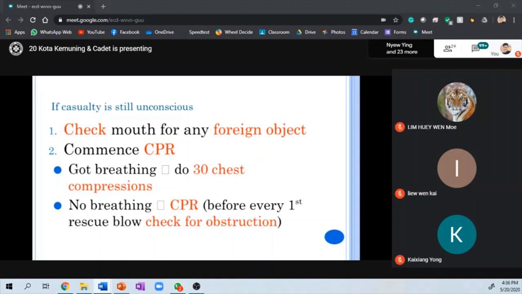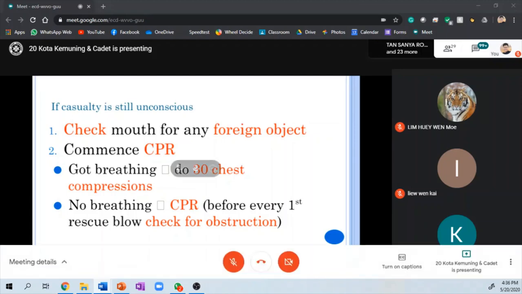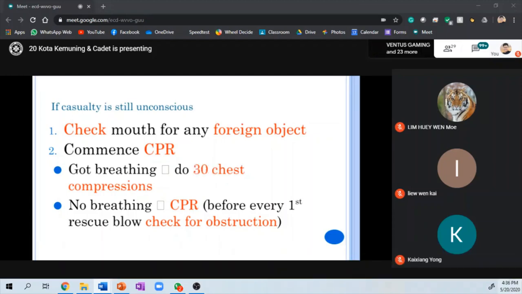Okay, and then you only do 30 chest compressions. Just do the compression, press. Only if there is no breathing, you need to do rescue blow. But sometimes when you give the rescue blow, you will blow the obstruction into a deeper place. So you know how to do it.